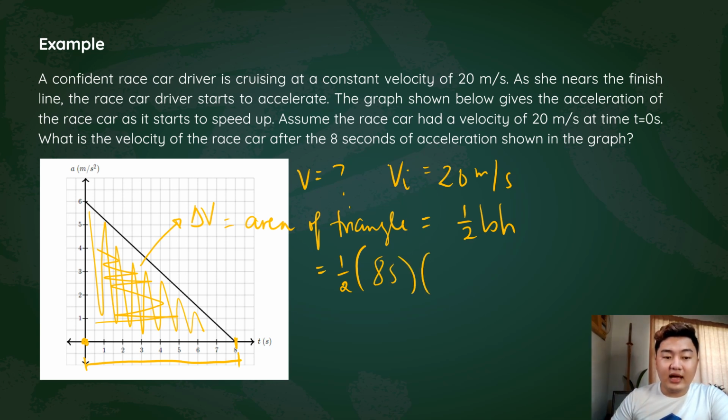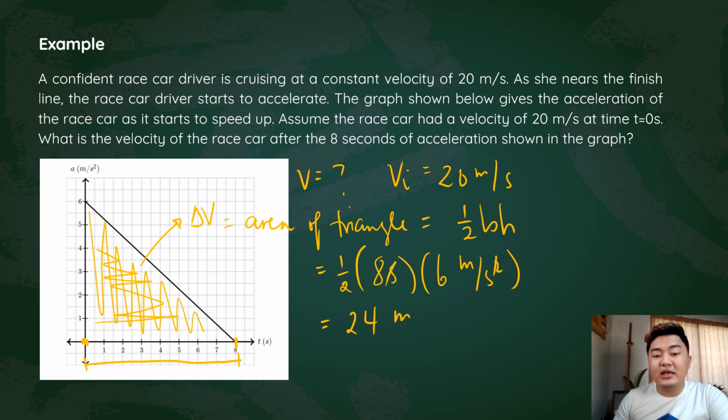And the height, here you have 6 meters per second squared. So we cancel this, and we're left with 1/2 times 8, that's 4. 4 times 6, that's 24 meters per second. So meaning the change in velocity is 24 meters per second.